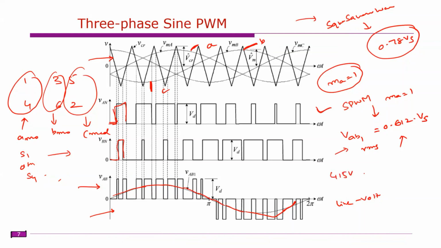If you have a 415 volts inverter, when you are using a square wave, the VDC will be 415 volts by 0.78 in the first case, in quasi square wave operation. In case of sine PWM operation, the maximum value is 415 volts by 0.612. So based on that, the DC voltage will be selected. It's clear? Right.